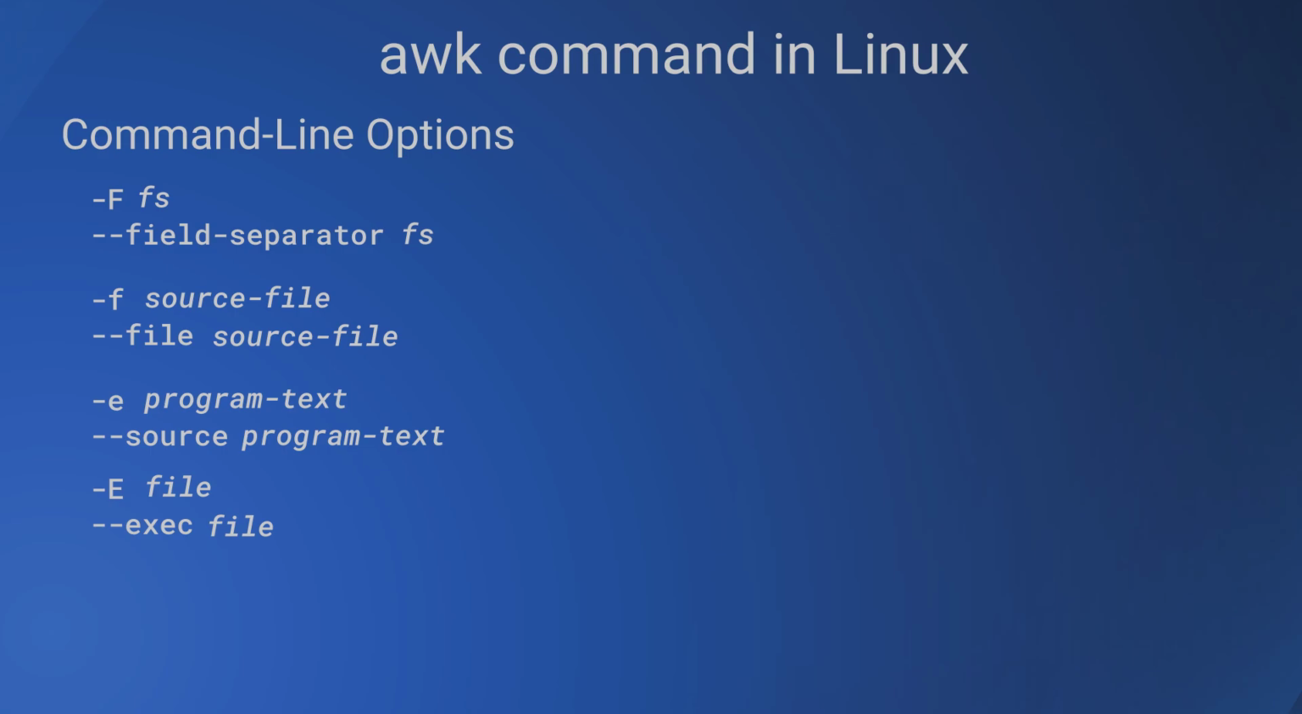-E file or --exec file. Read awk text from the file. This is similar to -f option, but there are significant differences. -E terminates option processing. Whatever is there after -E is passed directly to the awk program.